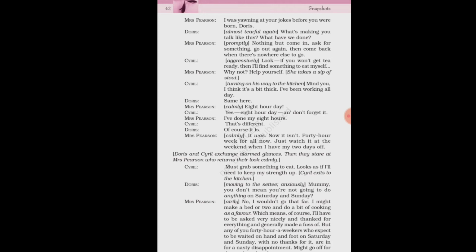Doris and Cyril exchange alarmed glances. They stare at Mrs. Person, who returns their look calmly. Cyril: I must grab something to eat. Looks as if I'll need to keep my strength up. Cyril exits to the kitchen. Doris, moving to the settle anxiously.